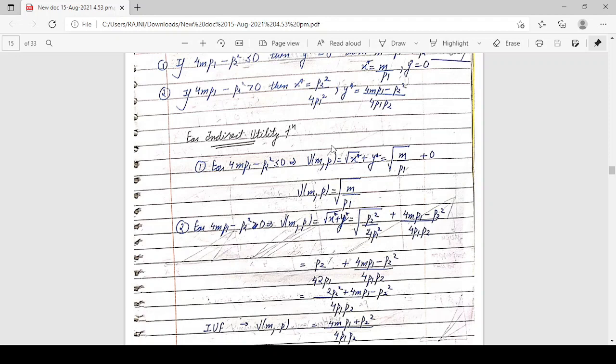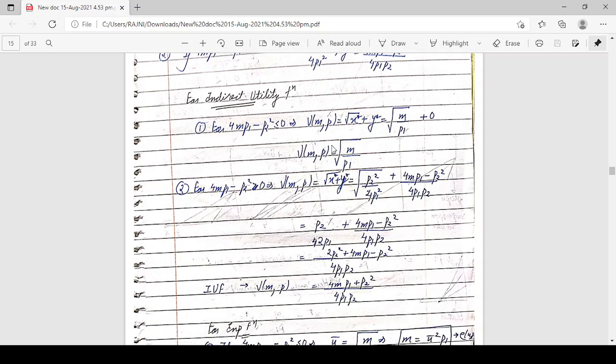Now, it is also important for us to find the indirect utility function. How do we find the indirect utility function? We find the indirect utility function by putting the optimal demand functions that we have found by maximizing the utility for the given budget constraint into the utility function. In this way, we get the indirect utility function.